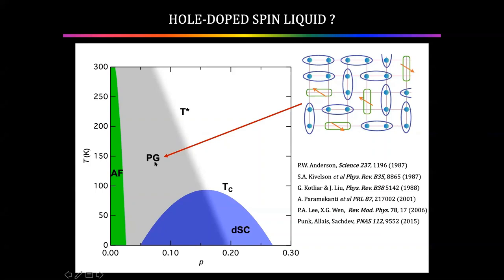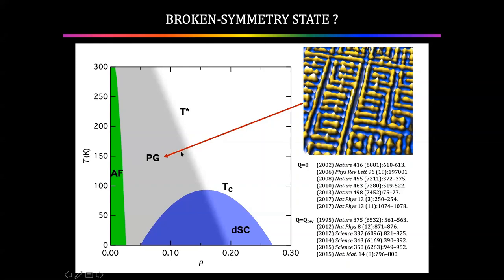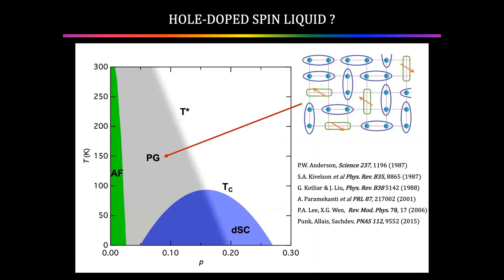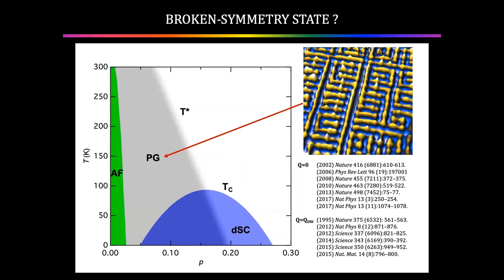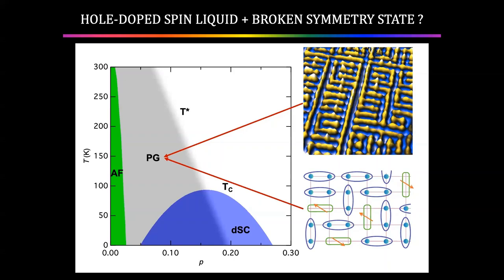Now, there's a fly in the ointment. In fact, there's hundreds of flies in the ointment, which is that experimentalists have found that this phase is a broken symmetry phase. It breaks rotational symmetry at Q equal to zero, and it breaks translational symmetry in some kind of a density wave state. So now you have grounds for at least cognitive dissonance and perhaps tribal warfare. These colleagues may regard the broken symmetries as irrelevant, and these colleagues may regard the spin liquid as irrelevant. But you know, in a rational world, there is another possibility. It's that this state is a symmetry-broken, hole-doped spin liquid.